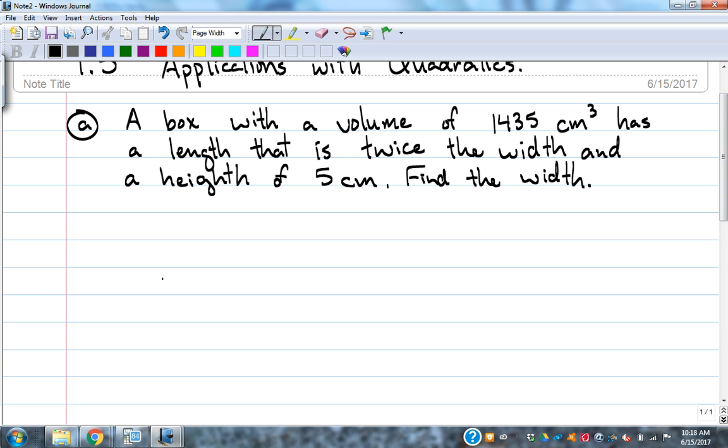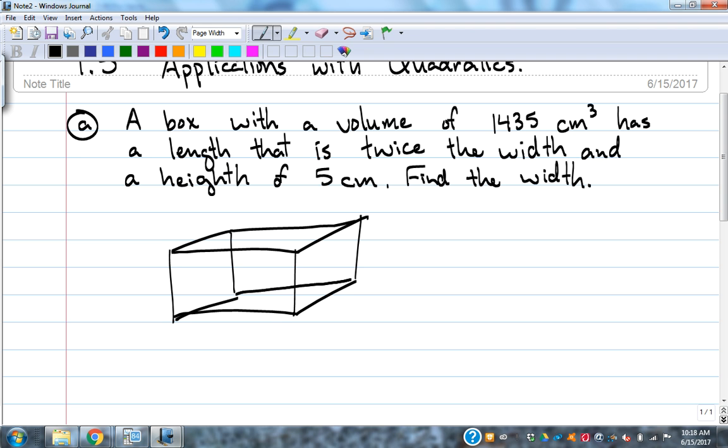So we've got a box, and I'm going to attempt to draw a box. We have a box. Something like a box. It's not really a good box, but it's a box. They tell us that the volume is equal to 1,435 cubic centimeters. And they also tell us that the height is 5 centimeters.